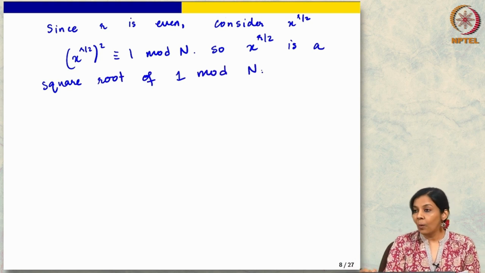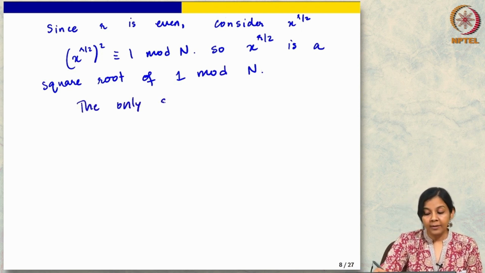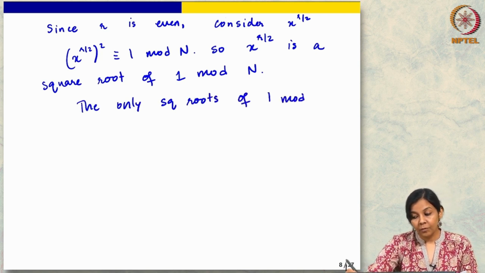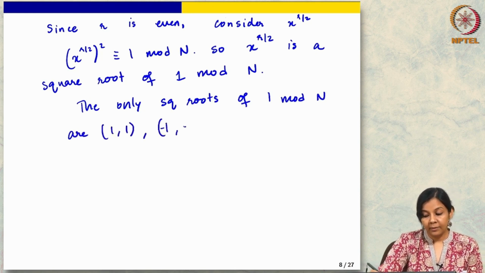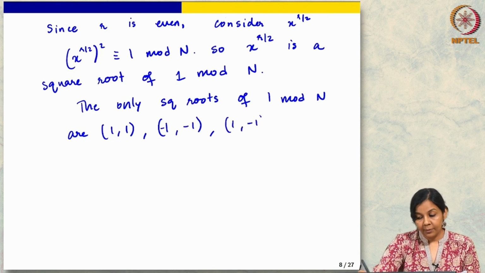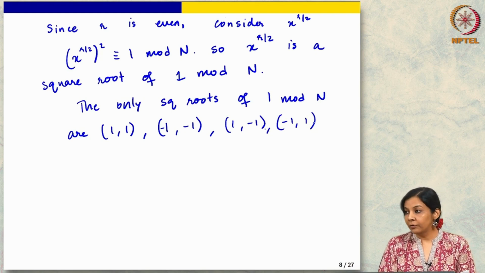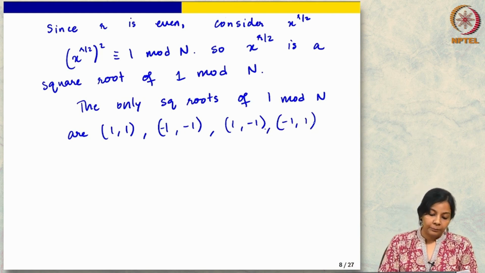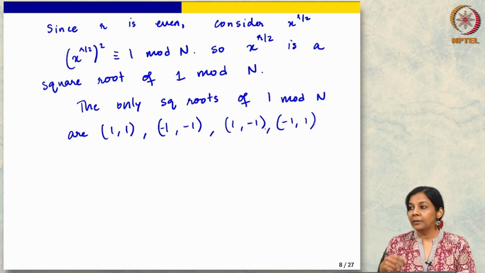Now what are the square roots of 1 mod n? Again by Chinese remainder theorem, the only square roots of 1 mod n are (1,1), (1,-1), (-1,1) and (-1,-1). So there are 4 square roots of 1 mod n by CRT. If you were choosing between them uniformly, the probability that you get a non-trivial one is a half.